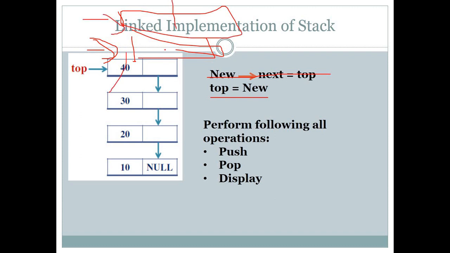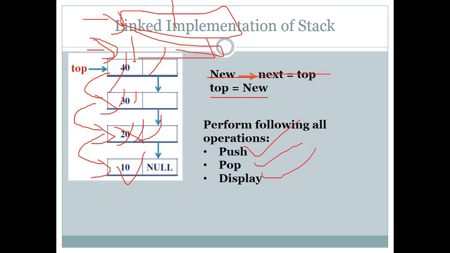If we want to delete this node, then this node will be the top. If we delete here, then this node will be the top. Okay, we can perform push, pop and display operations in this. Previously we have seen stack implementation by array. Now this is the implementation of stack by linked list.